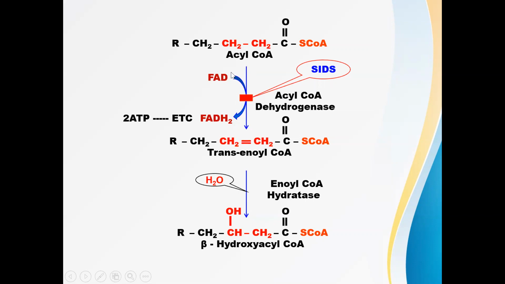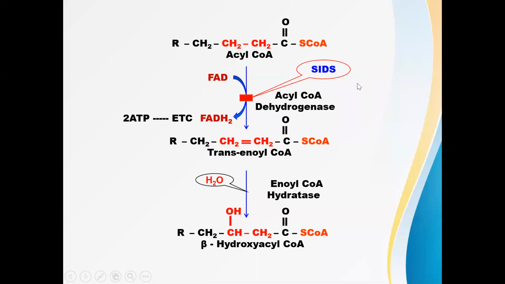And since it is an FAD dependent enzyme, there is formation of one FADH2 molecule. You all know that when FADH2 enters the electron transport chain, it gives rise to 2 ATP molecules. So at this step of beta oxidation, you have the formation of 2 ATP molecules. And here it is also mentioned as SIDS. That means the blockade of this reaction, or inhibition of the acyl CoA dehydrogenase enzyme, is associated with a disease called sudden infant death syndrome. This SIDS is sudden infant death syndrome.